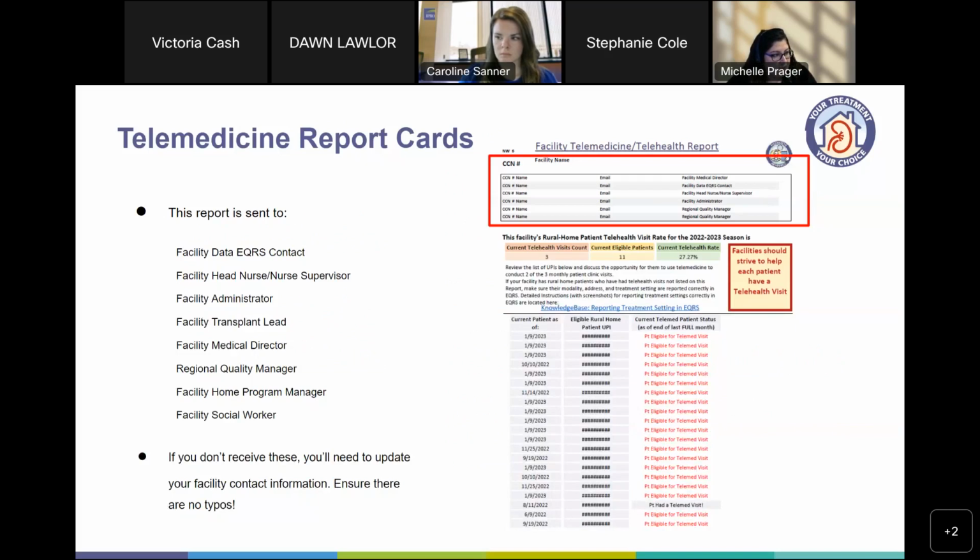This is the telemedicine report cards, and they are also sent to the same contacts within the facility. If you are not receiving this, you can do the same thing: update your facility contacts in Caspio. In IPRO Learn, there's a link for that. Next slide, please.